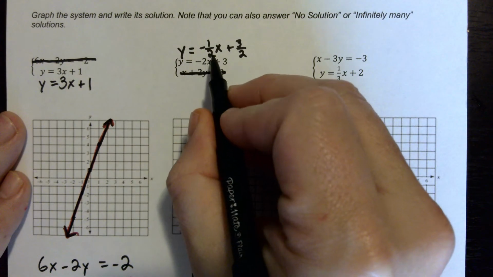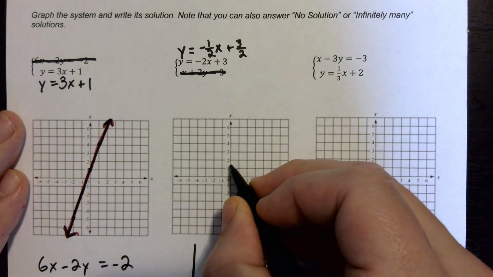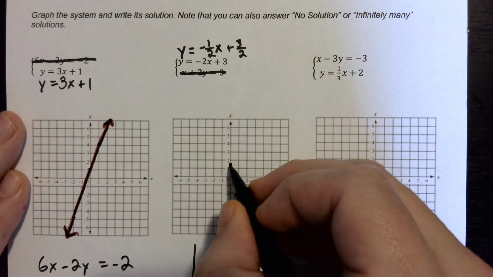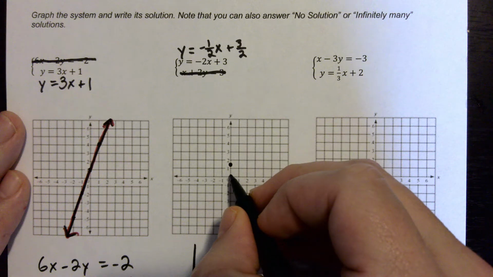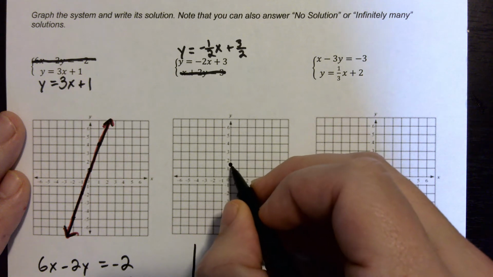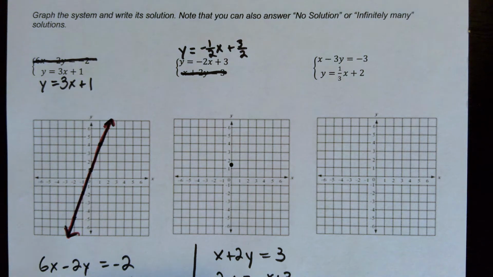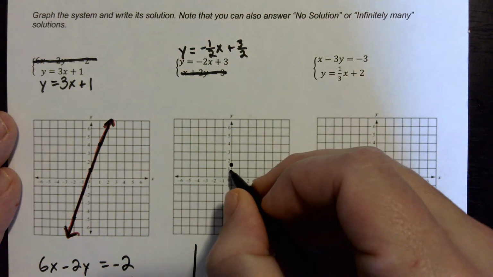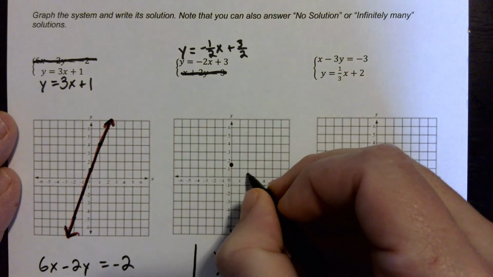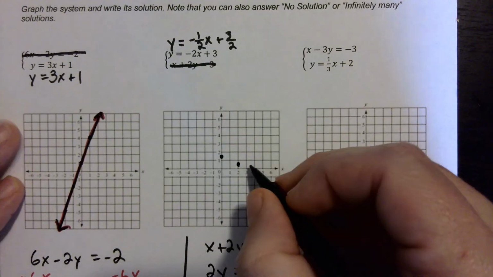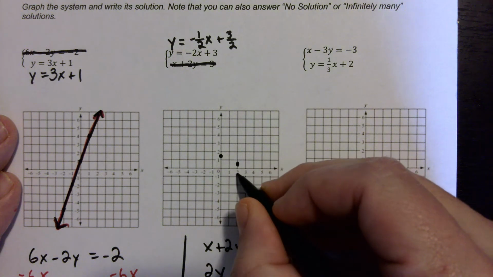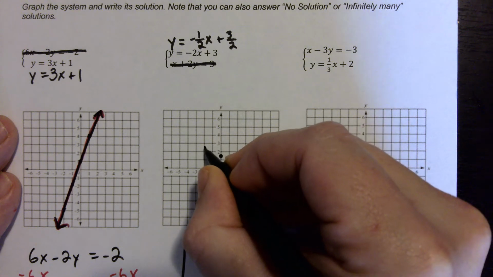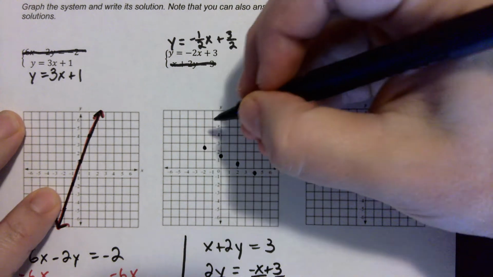We'll graph this one first. So I go up to 3 halves, which is right here, and I have a slope of negative 1 over 2. So down 1 and then right 2. So down 1, right 2. We can also do that again. So down 1, right 2 again, be here, or up 1, left 2 would be here. So that's what that line looks like.